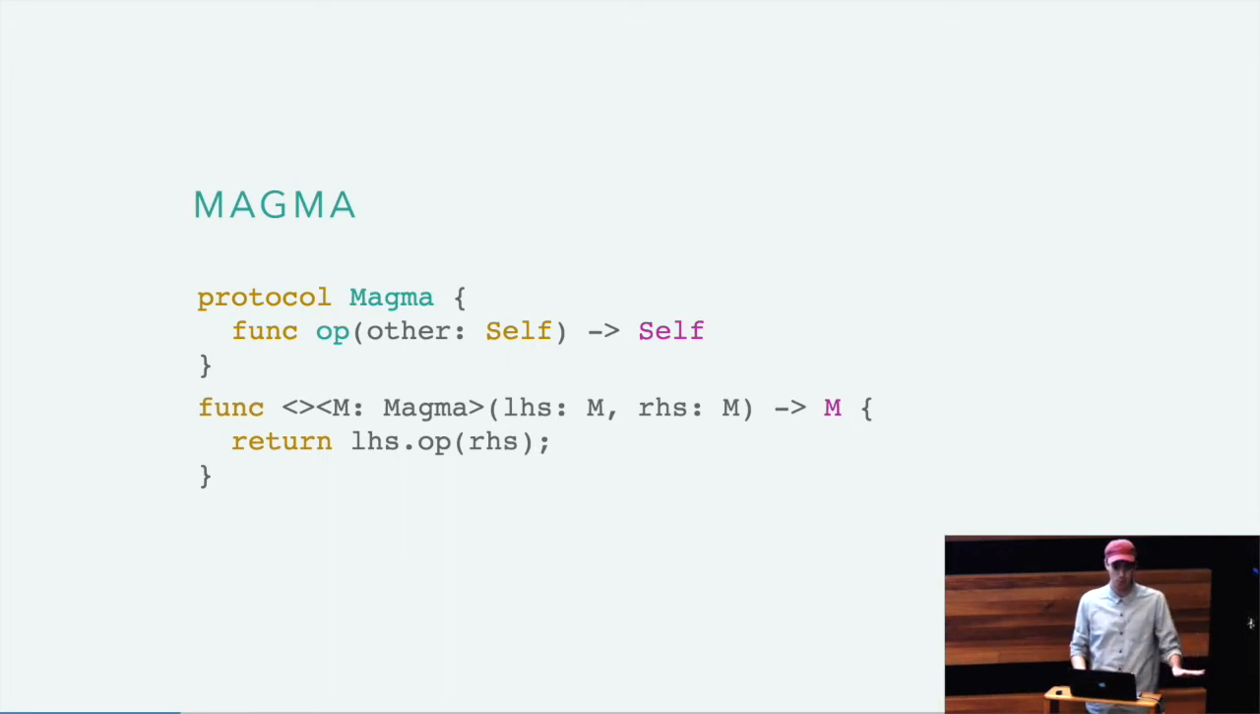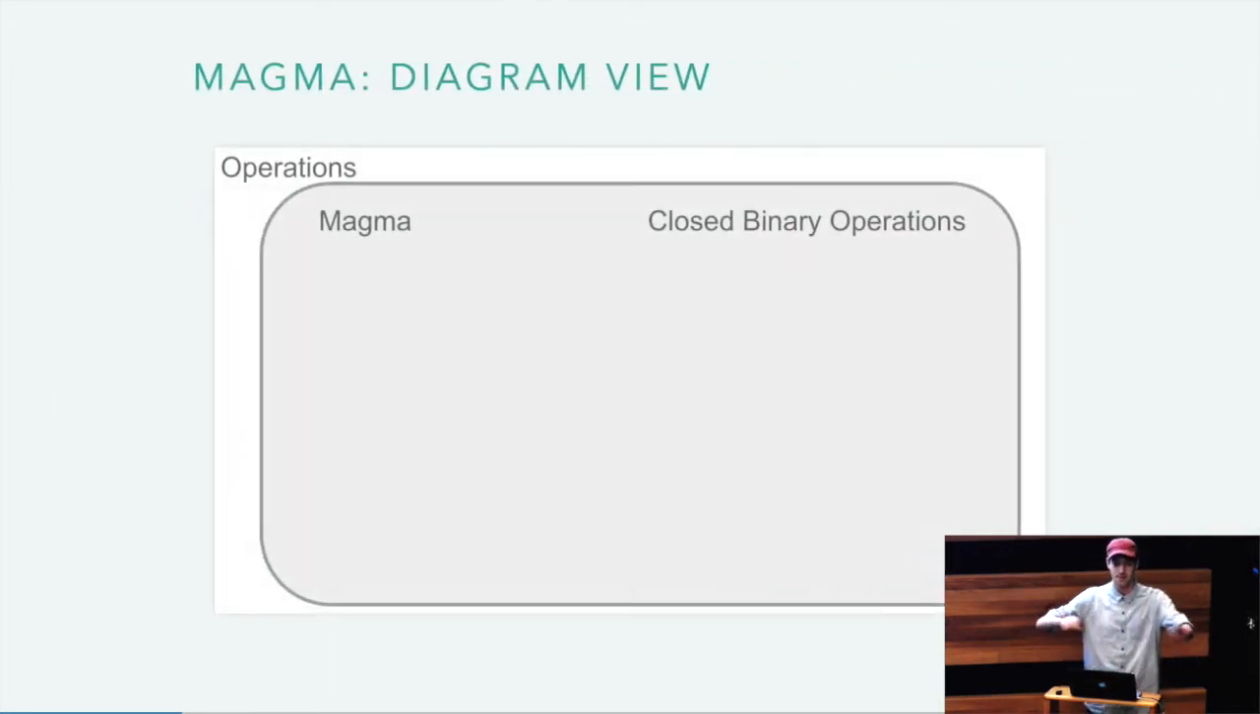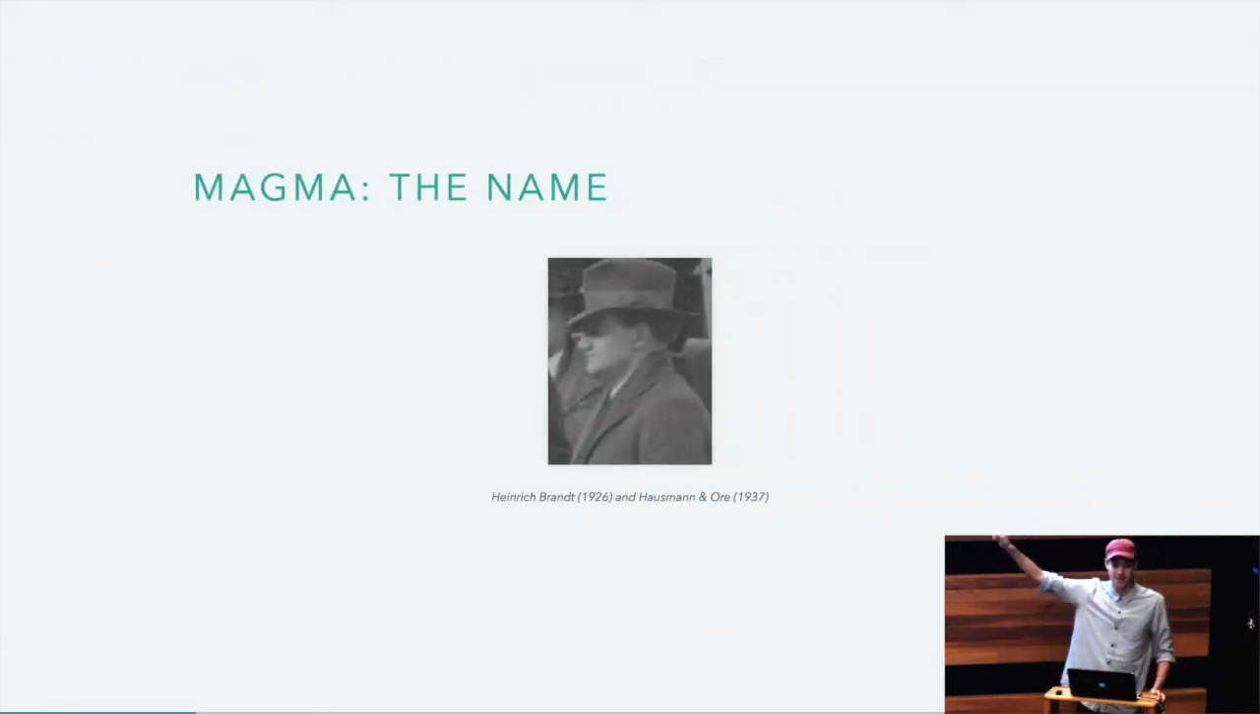So for visual people, in the universe of operations, some of those are closed binary operations, and we're going to call those magmas, all right? And a note on the name: this guy came up with the name in 1926, according to Wikipedia. His name is Heinrich Brandt. Sorry for the people who can pronounce that better than I. The picture is old, right? Because this person came up with this stuff a long time ago, like 100 years ago. So naming things is hard, right?